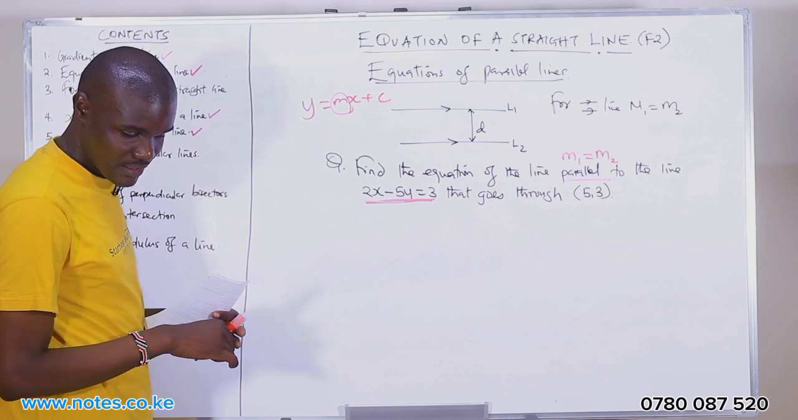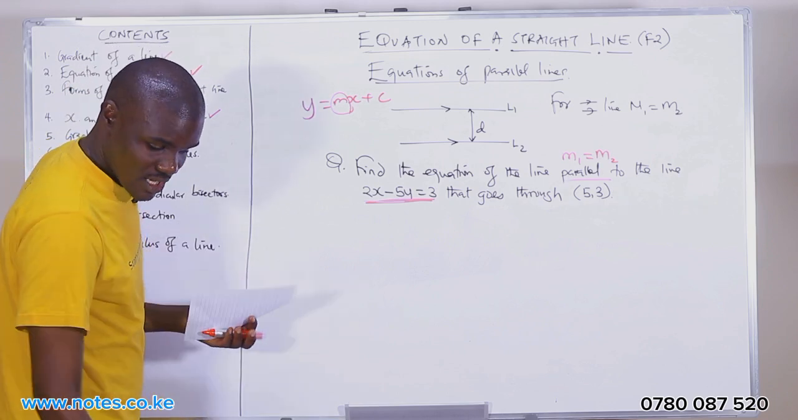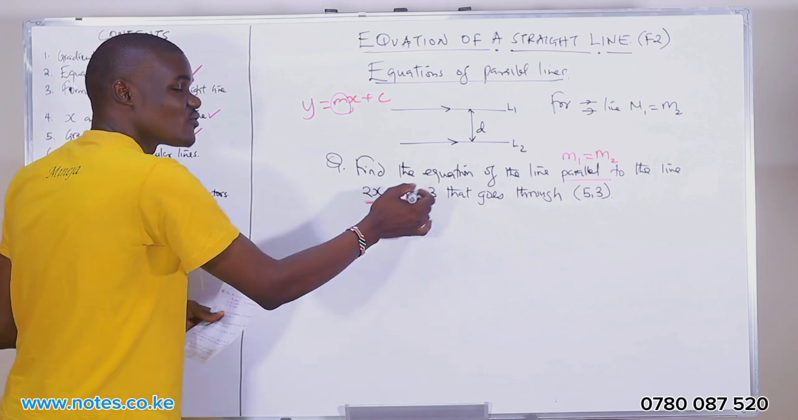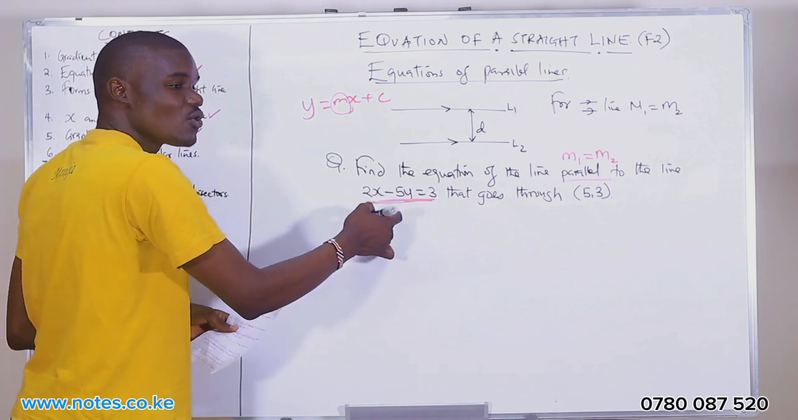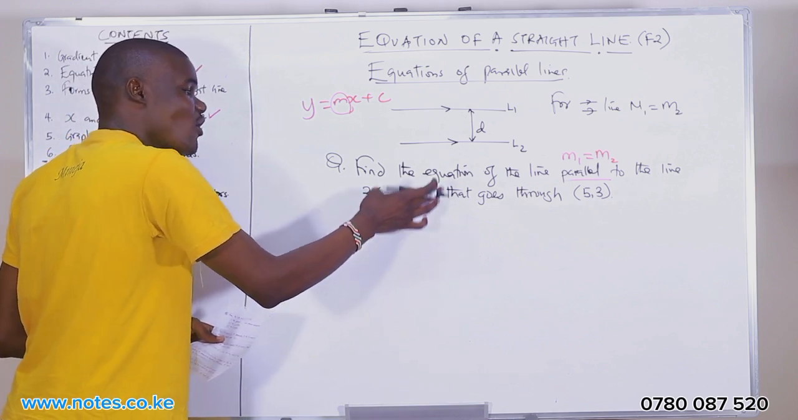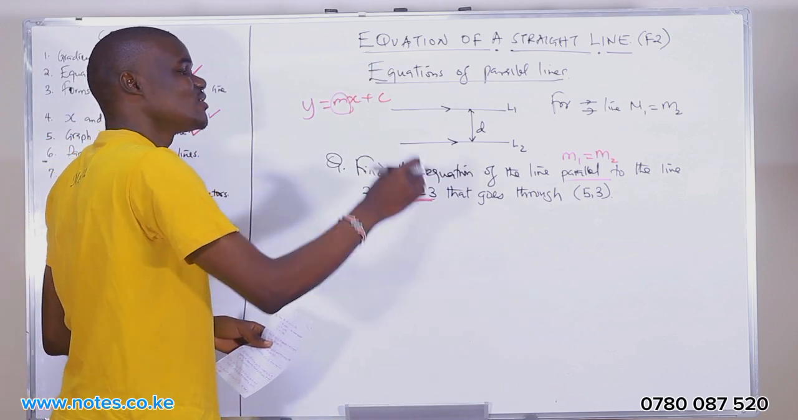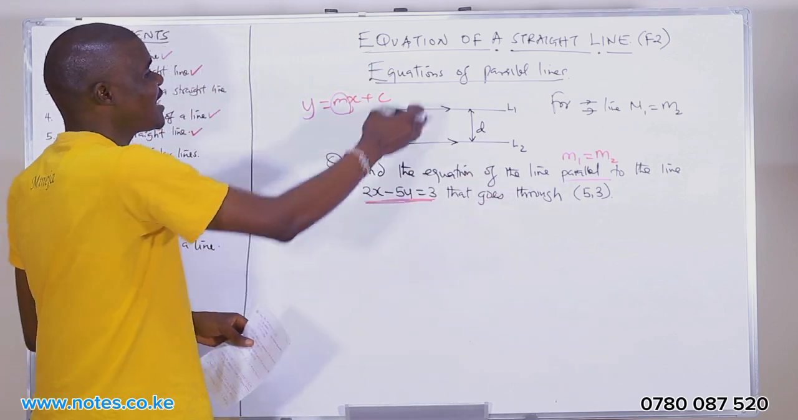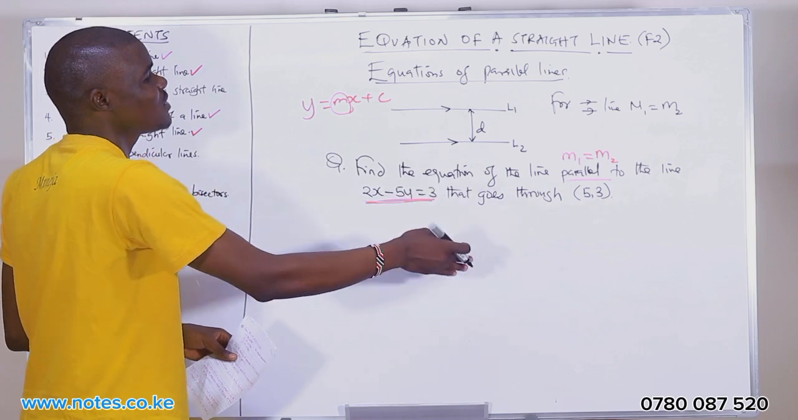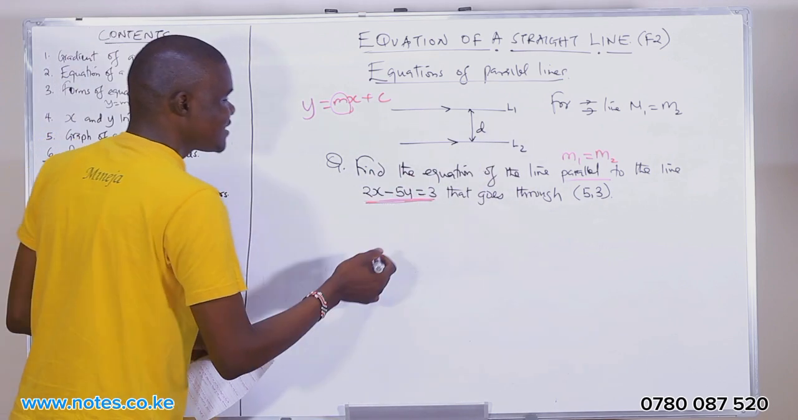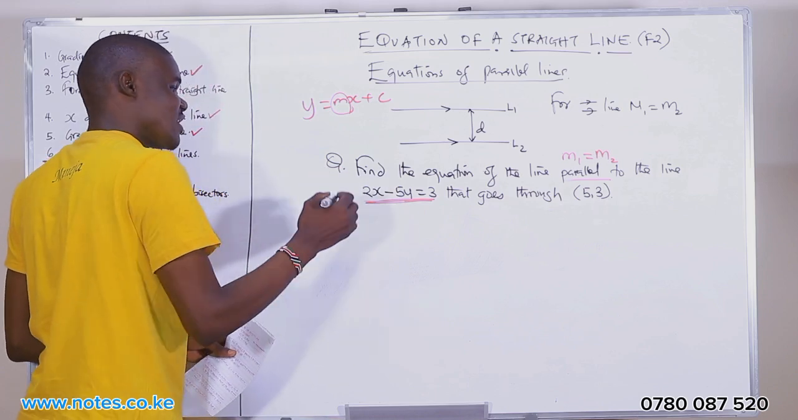Okay? And then I now want you to see how we go about this. So I've said the significance of the line you are given in the question, or the first line you are given to form, is to help you get M1. Then you use the M1 to get M2. And in parallel lines, M1 is equal to M2. So let us pick this equation and write it in the form of y is equal to mx plus c.